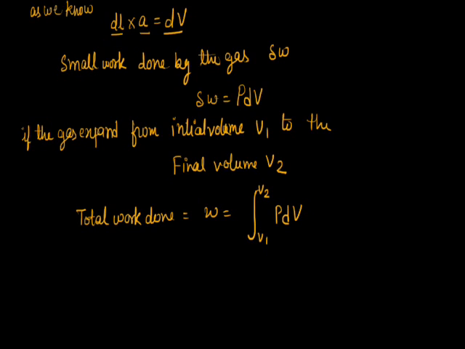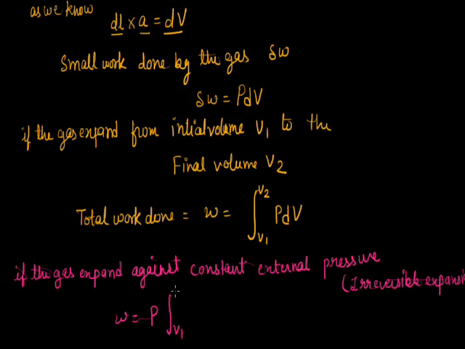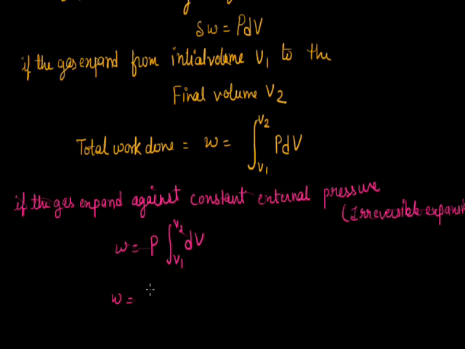If the gas expands against constant external pressure, or we can say it is an irreversible expansion, at that time P is constant, so it comes out, P integral V1 to V2 dV. We solve this: W is equal to P into V2 minus V1. Here V2 minus V1 is the change in volume, so we can also represent it by delta V.